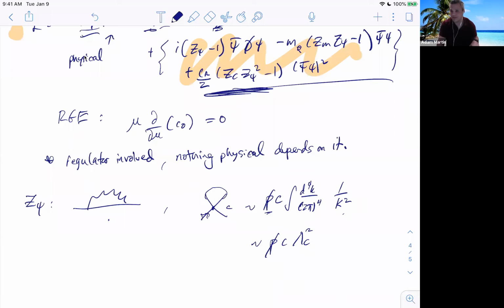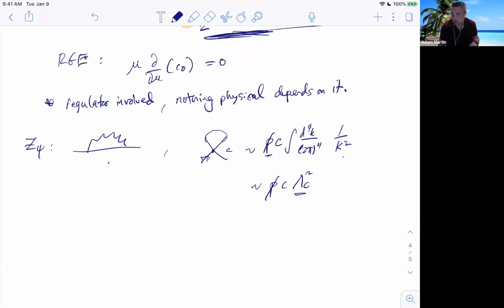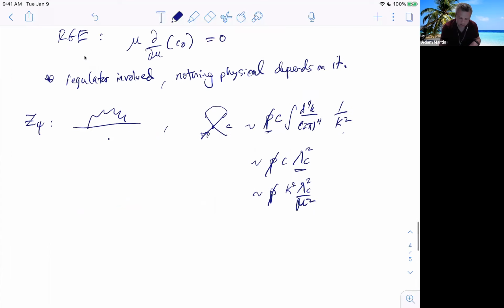I use lambda with a C because this is different. I've used capital lambda before as the scale suppressing our higher dimensional operators, and I don't want to get anybody confused. This is just some momentum cutoff. If we put in what C was from the matching, we would find that this is K squared C over M squared. I could do the same thing, putting that D diagram in, the dimension 8 operator with derivatives, D mu phi, D mu phi. You would find the same sort of schematic calculation gives you P slash K squared M to the fourth C over M to the fourth. So a natural value you would think when you're doing EFT is to put that cutoff where I'm limiting my momentum to be M.